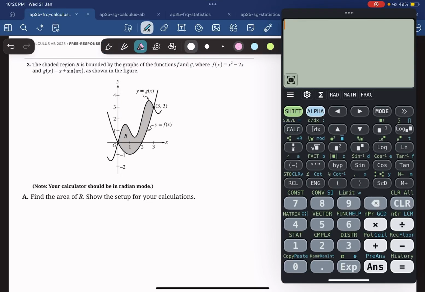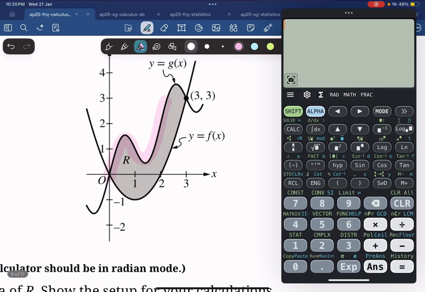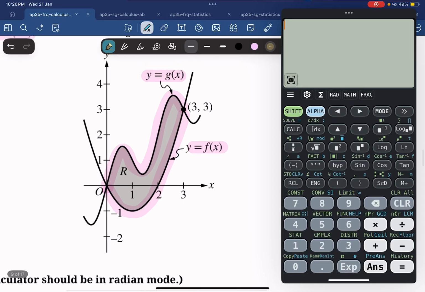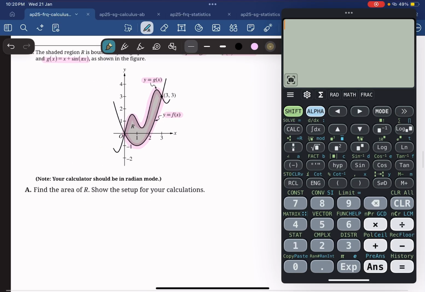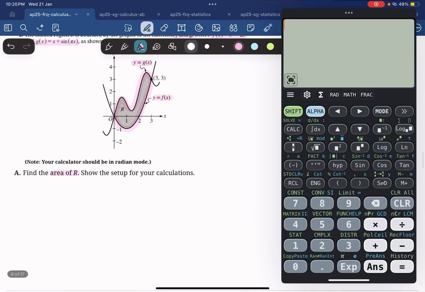In question number 2, this is also a graphing calculator question. The shaded region R is bounded by the graphs of the functions f and g. f of x is x squared minus 2x, g of x is x plus sine pi x. And we have the region is bounded above by the graph y equals g of x and below by y equals f of x. So in part A, they are asking us to find the area of region R. Show the setup for your calculations.